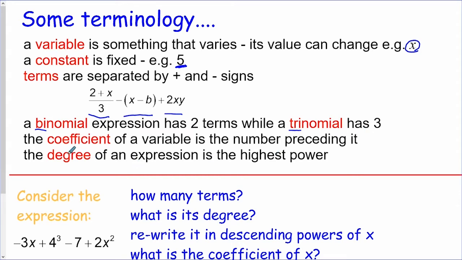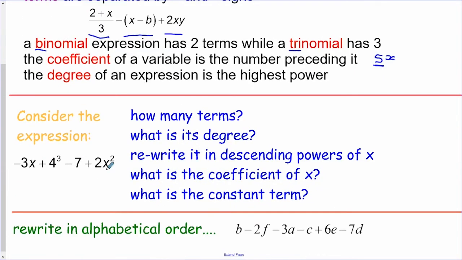The coefficient of a variable is the number preceding it. So for example, if you have 5x, then the coefficient of x is 5. The degree of an expression is the highest power. So let's take a look at a question now. Consider this expression. How many terms has it got? Well, 1, 2, 3, 4. What is its degree? Well, its highest power is 3, so the degree is 3.